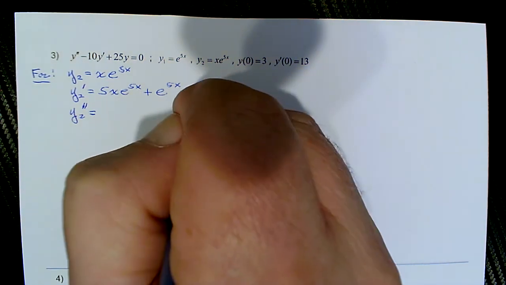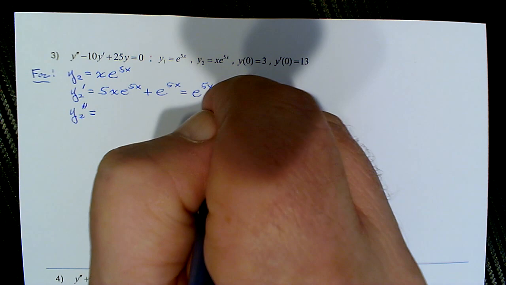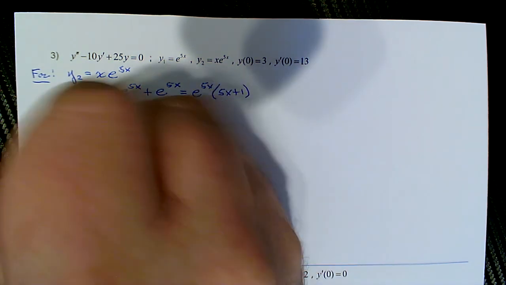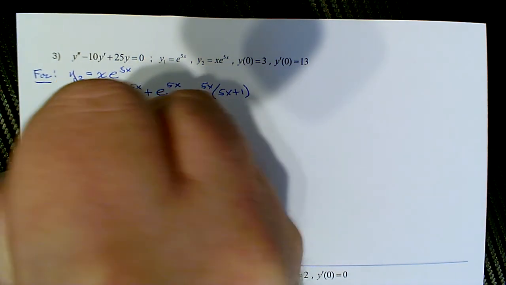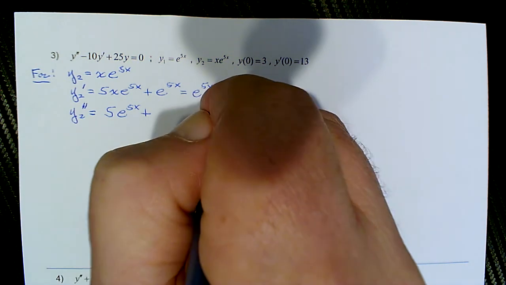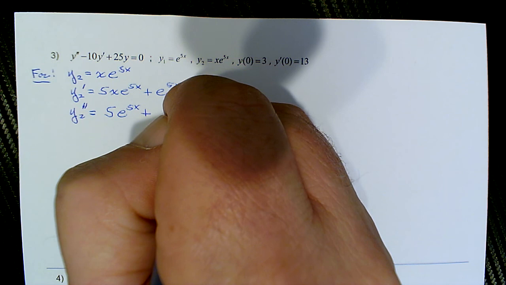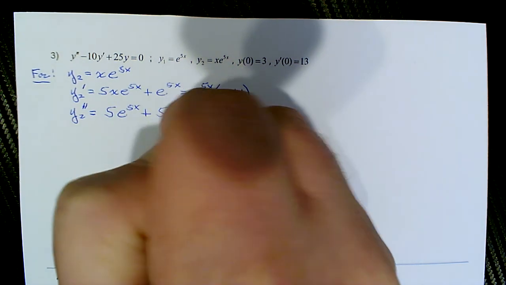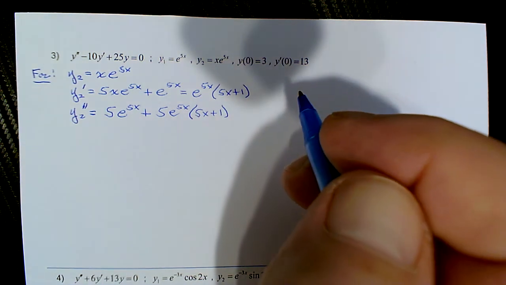We've got the product rule again. First factor e to the 5x, times the derivative of the second, and the derivative of 5x plus 1 is 5, since the derivative of 1 is of course 0. So that's 5e to the 5x. Then plus the second factor, 5x plus 1, times the derivative of the first, and the derivative of e to the 5x is 5e to the 5x. So that's times the 5x plus 1.